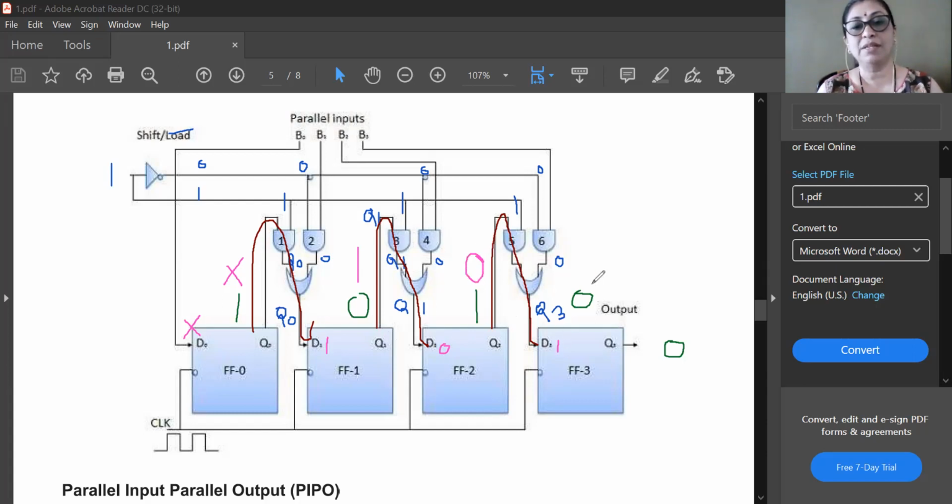Here 1 was present, so it will become 1. Okay. So now the output of your shift register will be X101. X means don't care, whatever it may be, don't look into that. Now the second bit will be outputted at Q3, which is 1.